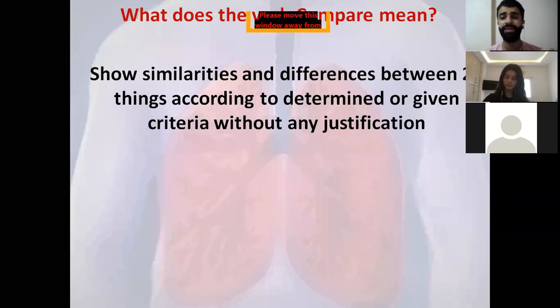So compare means showing similarities and differences between two things, two objects, two individuals, according to given criteria. Criteria according to different characteristics, according to the height, according to the sex, whether male or female. Mr. Ahmad, for example, weighs more than Mr. Muhammad, according to the weight, and so on. So these are the criteria. This is the meaning of criteria.